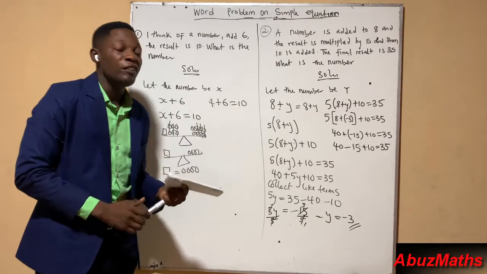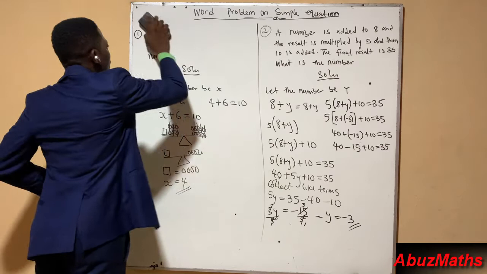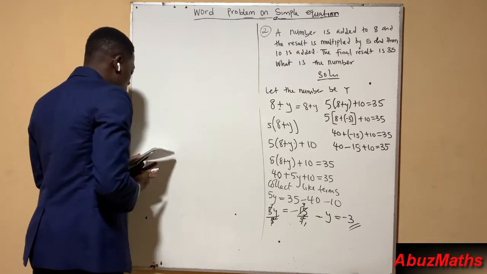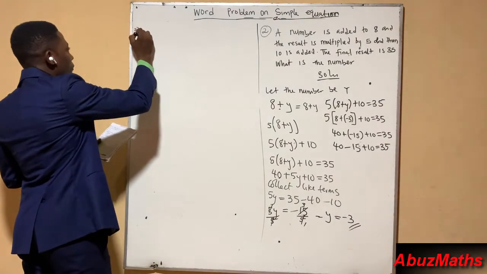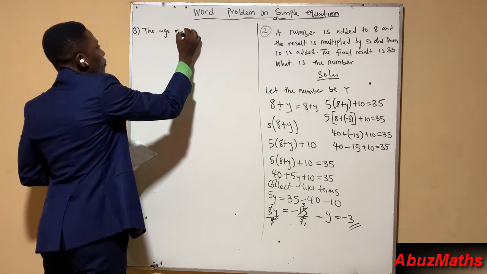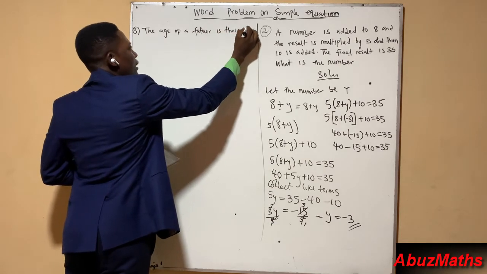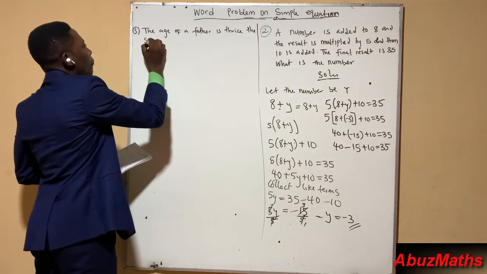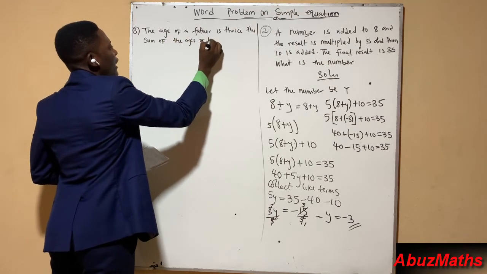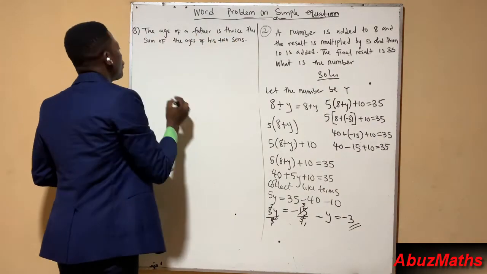Now at this point of this video, I want you to pause the video and solve this question for me. Question number 3, I want you to pause the video and solve it for me. Now the question goes thus. Number 3, the age of a father is thrice the sum of the ages of his 2 sons.